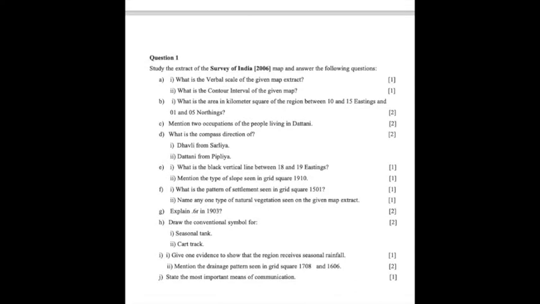Then what is the compass direction of Ravi from Salia? I got southwest, and then second one is south.